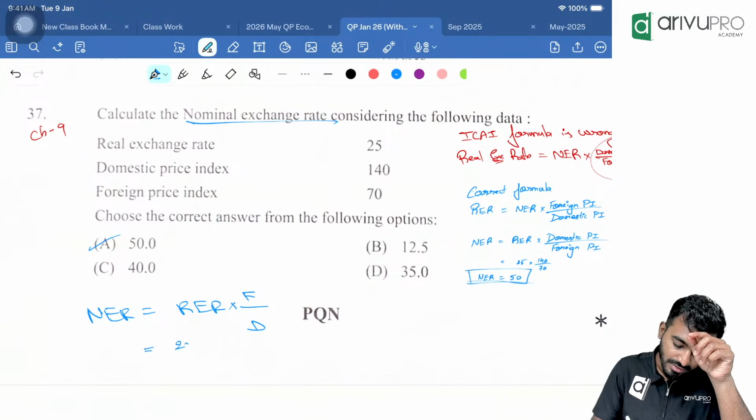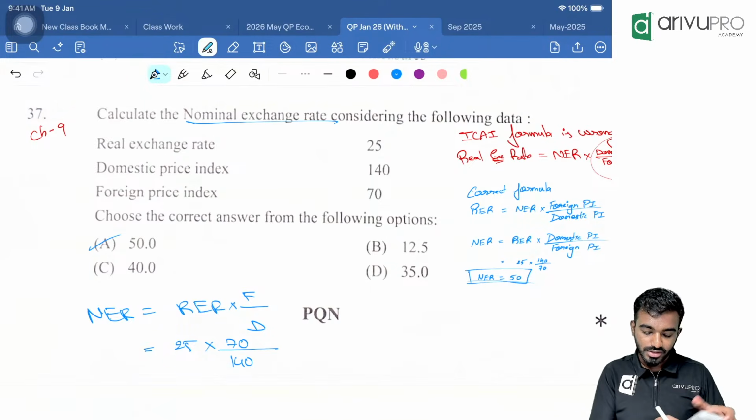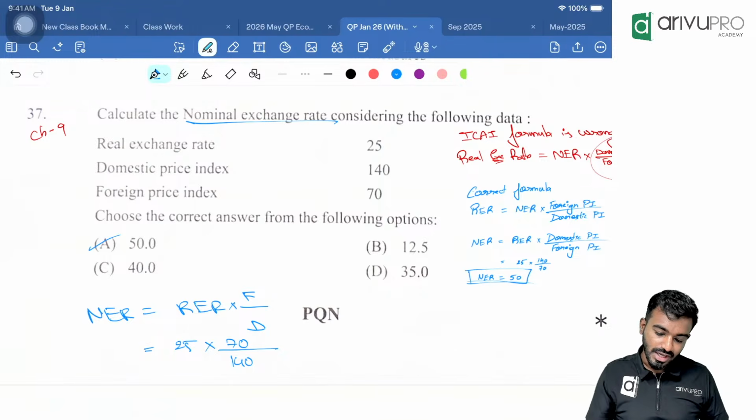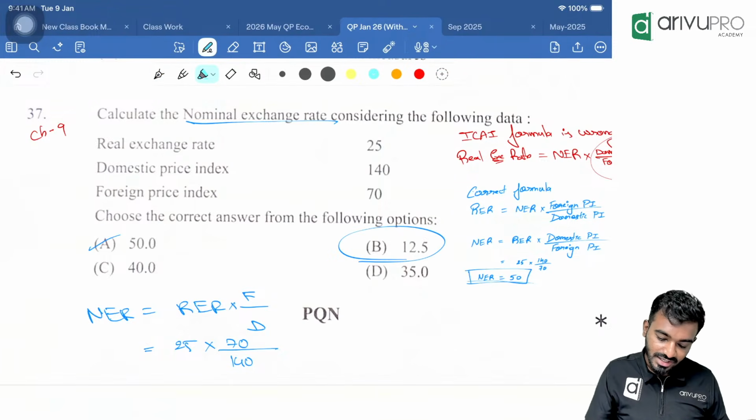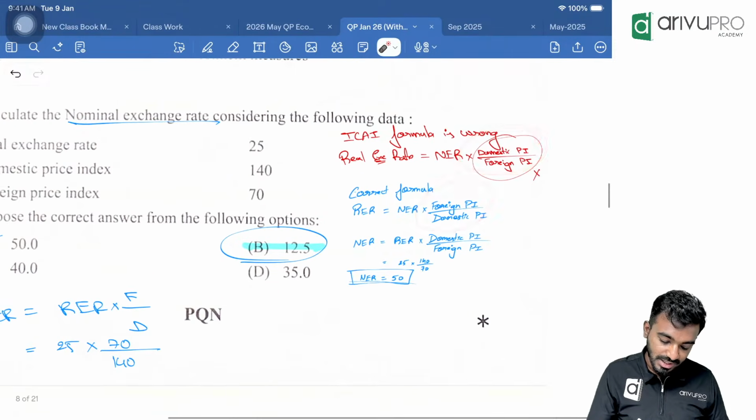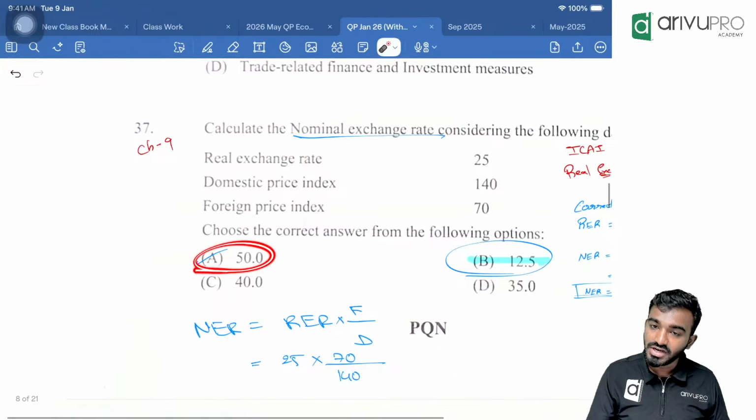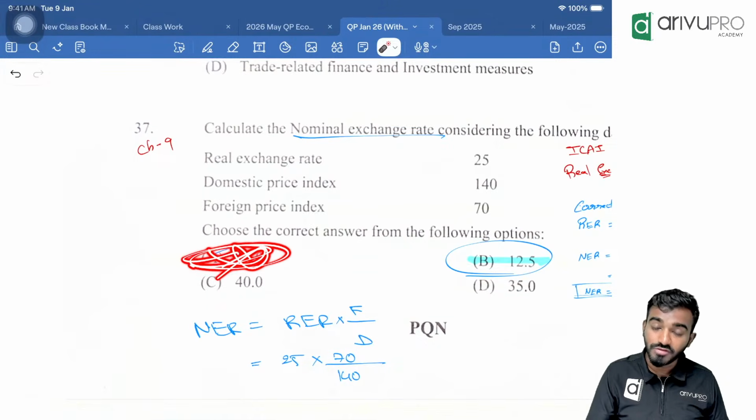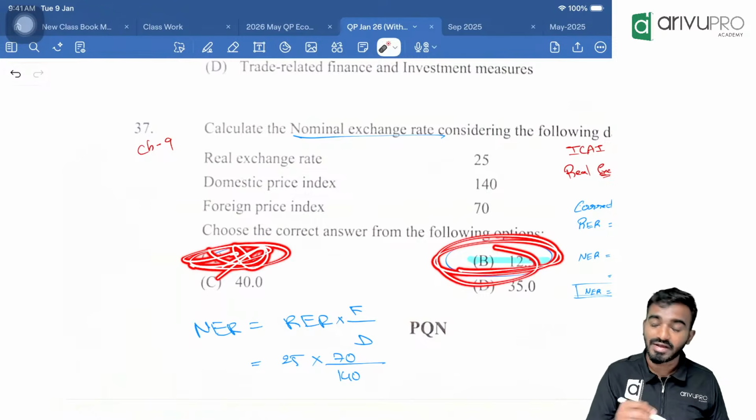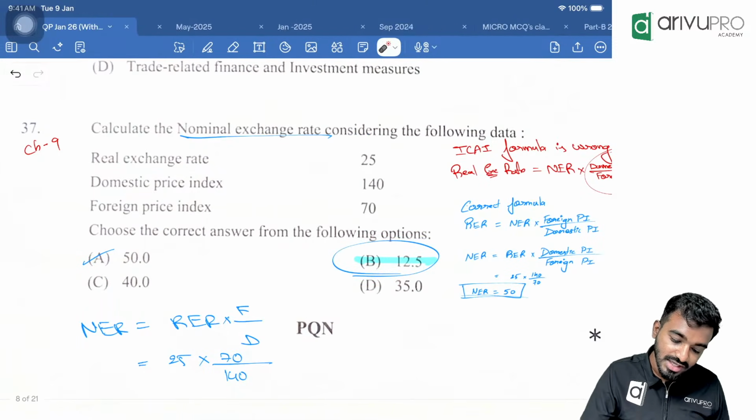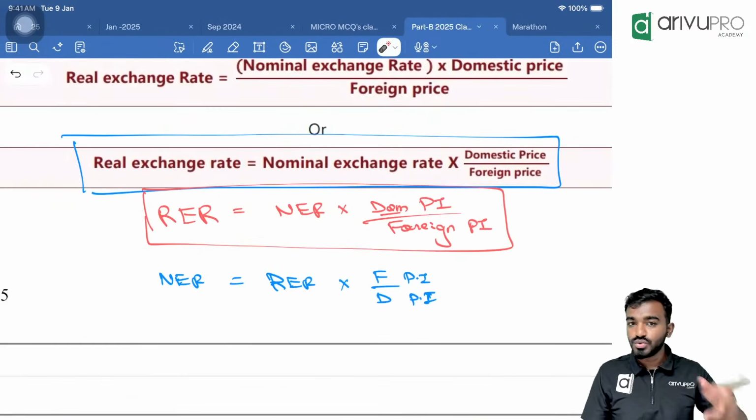Now real exchange rate 25 into foreign index 70 divided by domestic index 140. So do it: 25 into 70 divided by 140. The answer is 12.5. But actually I had taken the correct formula there. The correct formula, if at all I take, this part has to be reversed. That is the correct formula; the answer will come 50. But as per your ICAI formula, the wrong formula, even in the answer key they have taken 12.5. So this is where the exam questions are coming from. For the past 2 attempts, they have asked the question.